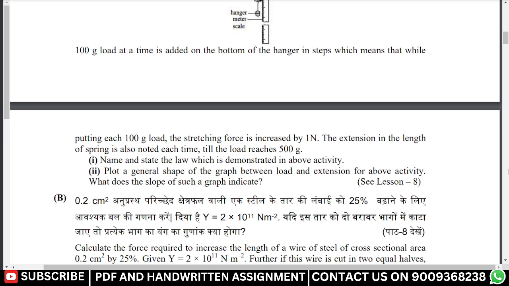First, name and state the law which is demonstrated in the above activity. Second, plot a general shape of the graph between load and extension for the above activity, and what does the slope of such a graph indicate?